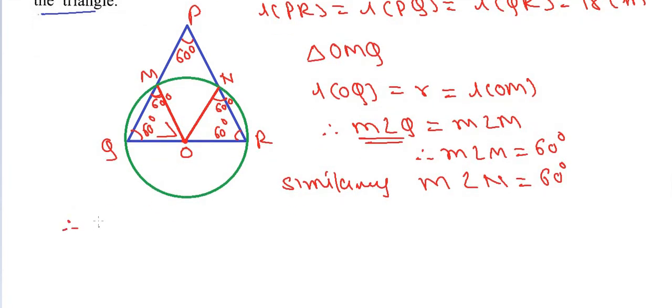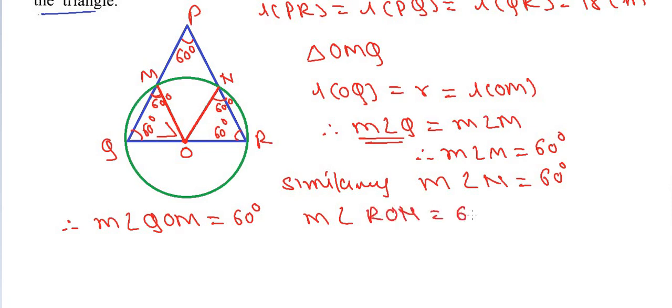We will write it here. Therefore measure of angle QOM is equal to 60 degrees, and measure of angle RON is also of 60 degrees. See this one, RON is also of measure 60 degrees. Now we need to find the angle MON.